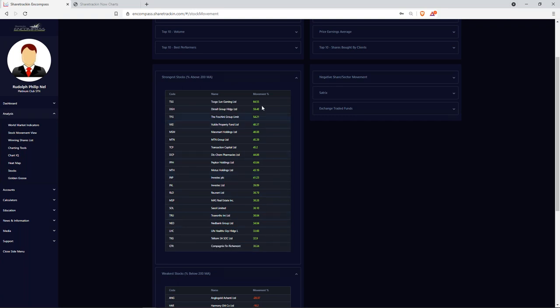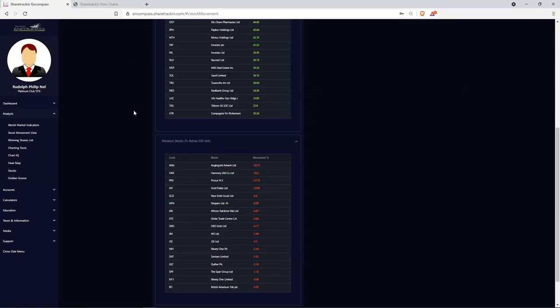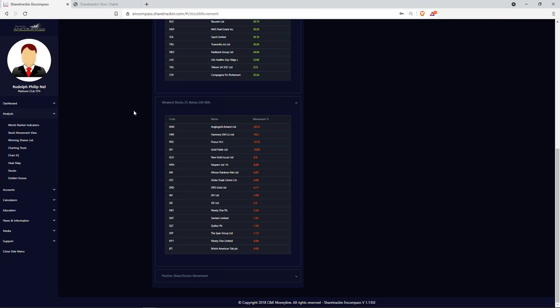Right, so these are all the shares that are currently the strongest ones that are trading above this 200-day moving average line, and you always want your shares to be above this 200-day moving average line, right? Because this is a really important line. If this line continues in an upward trend, your share would most likely always just follow, go in that same direction in an upward trend. But if you look at the weaker stocks percentage below 200-day moving average, those are the shares that are not doing so good. All right, those are the shares that are struggling to get above that 200-day moving average line.